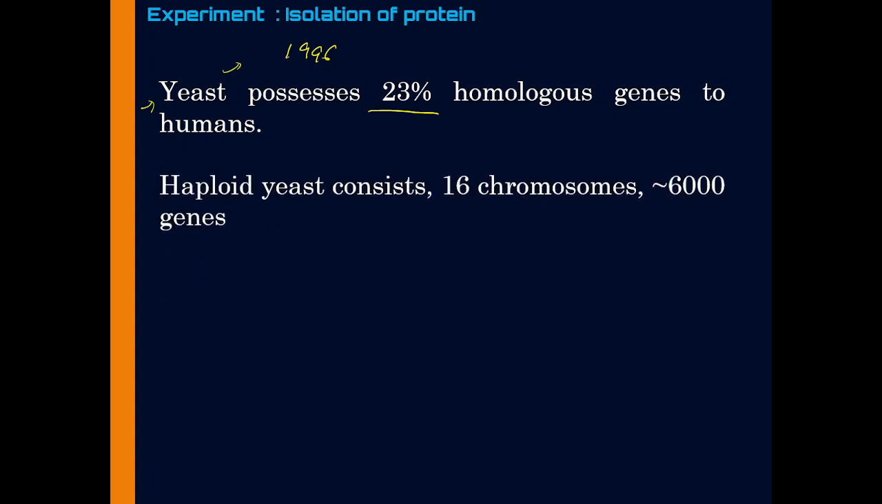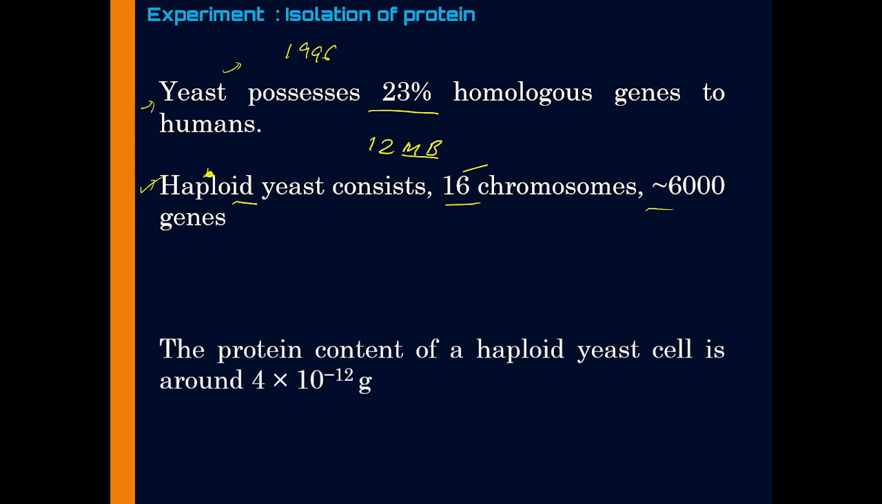Now, if you look at the genome, it is roughly 12 MB, with 16 chromosomes in haploid. One of the beauties of yeast, and I'm specifically talking about Saccharomyces cerevisiae, the budding yeast or baker's yeast, is that it has a haploid as well as a diploid life cycle. That makes it more amenable, because if you disrupt a gene, you can work on it very easily. There are 16 chromosomes and roughly 6,000 genes. Some places refer to 6,200.